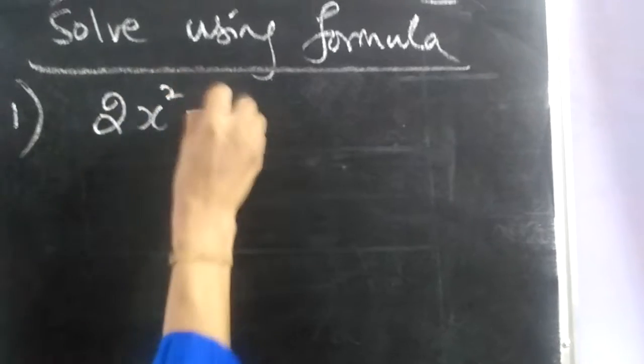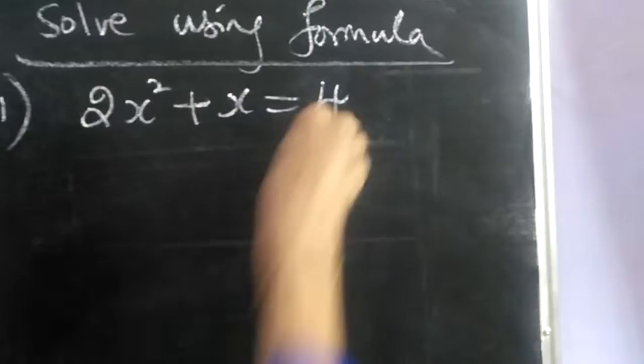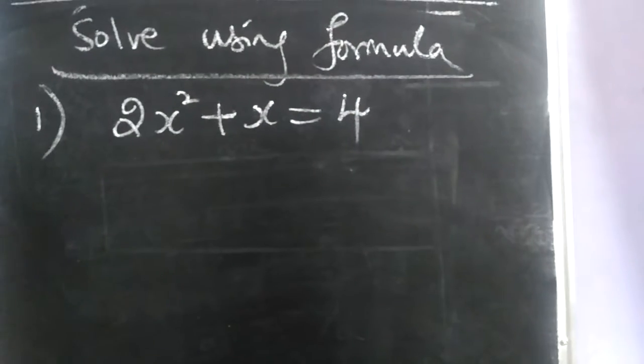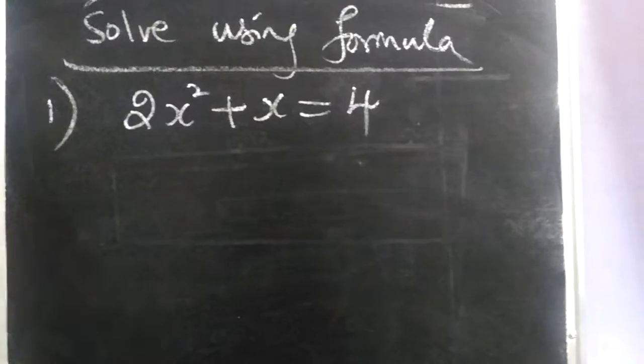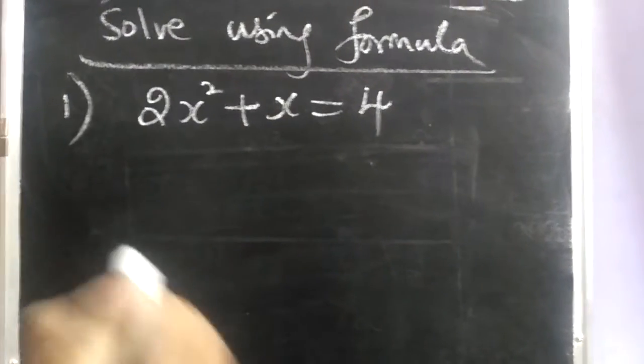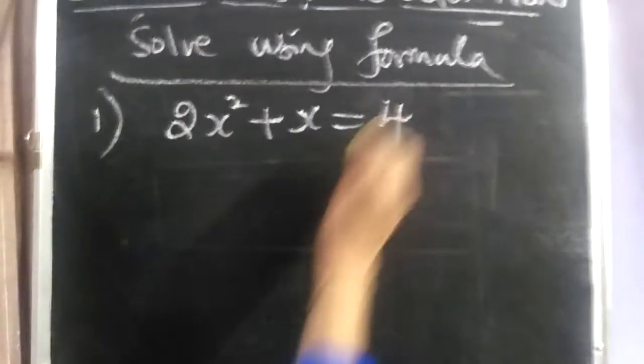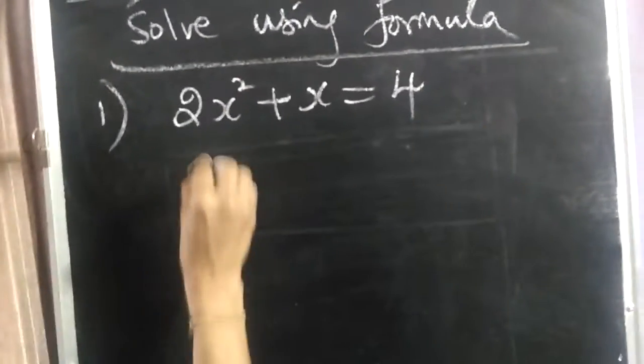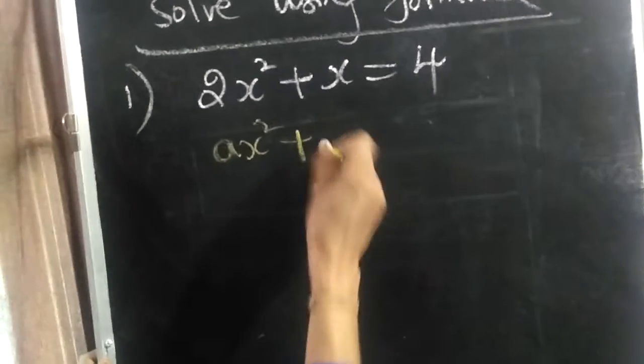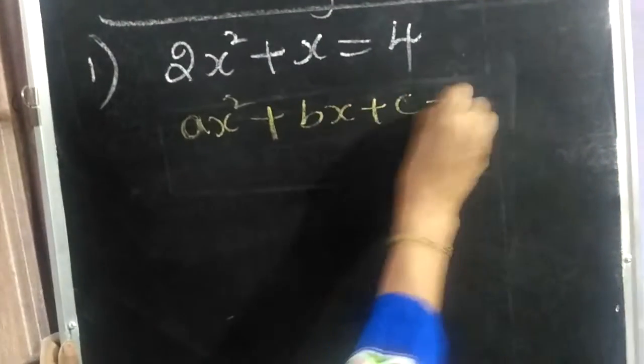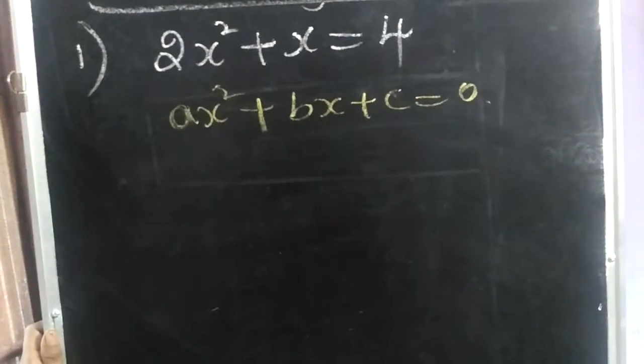2x square plus x is equal to 4. So now listen here, children. First step is always you should bring it to the standard form. What is the standard form? ax square plus bx plus c equals 0. That is your standard form, right?